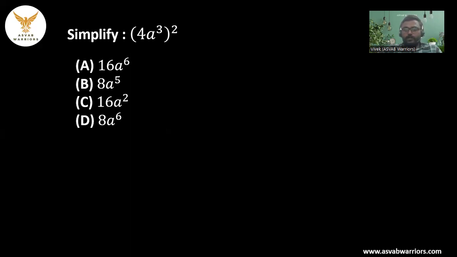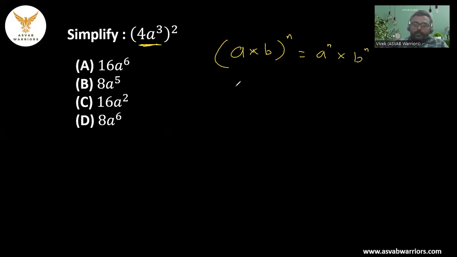Do you want me to solve this, Valeria? Okay, here. Remember the law: A times B. If you don't see any sign in mathematics, you have to consider it as multiplication. So (A times B) to the power n would be nothing but A to the power n times B to the power n. So what will I do now?